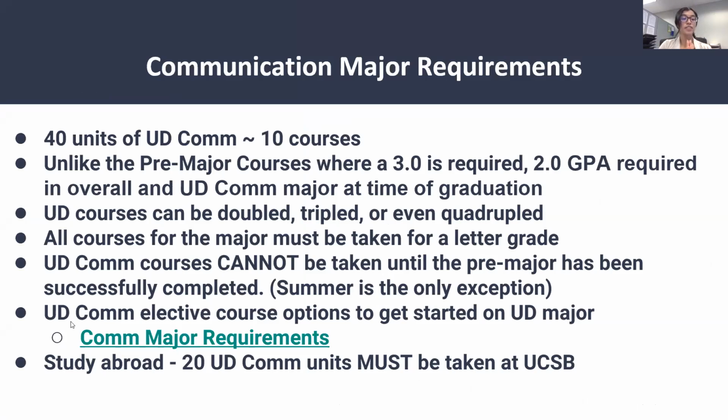Alrighty, so the upper division major consists of 40 units, which are approximately 10 courses of 4 units each. To receive credit toward the major, all upper division communication courses must be taken for a letter grade. Keep in mind that a 2.0 GPA in the major is required at the time of graduation. Unlike the pre-comm major, students can double up on comm courses or take up to 4 at a time, although we wouldn't recommend it for your first quarter.